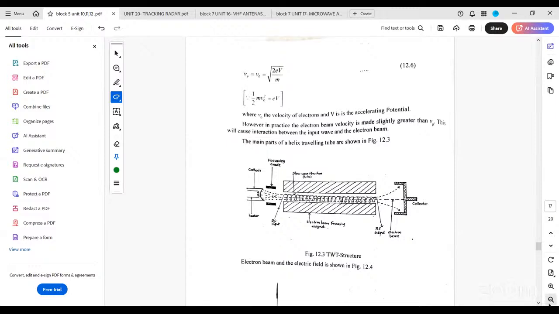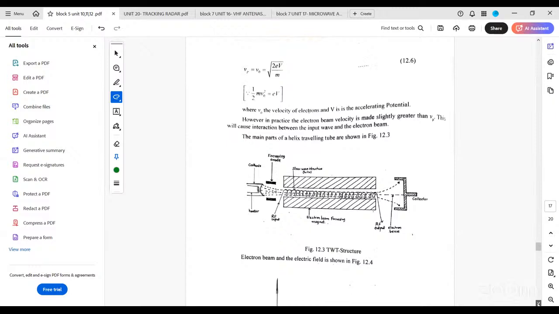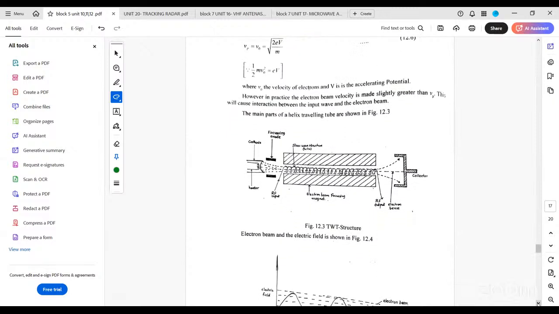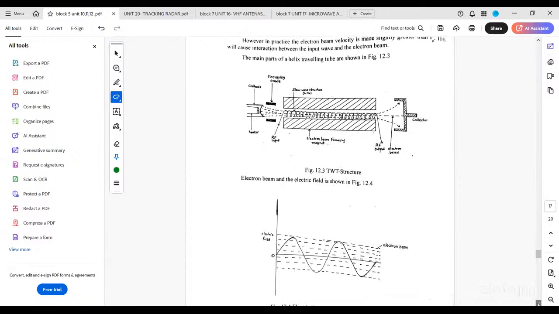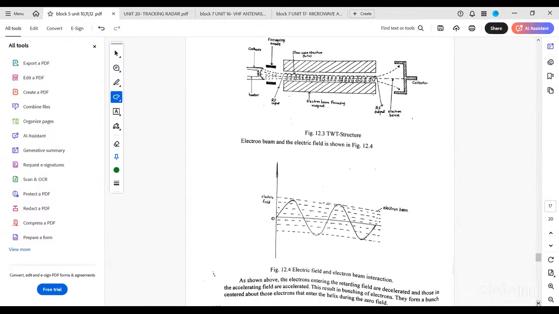Next, after experimental setup, electron beam diagram. See the diagram? Sine wave unda? Sine wave is radio frequency signal. Sine wave enti? Radio frequency signal. Electron beam is represented with dots.